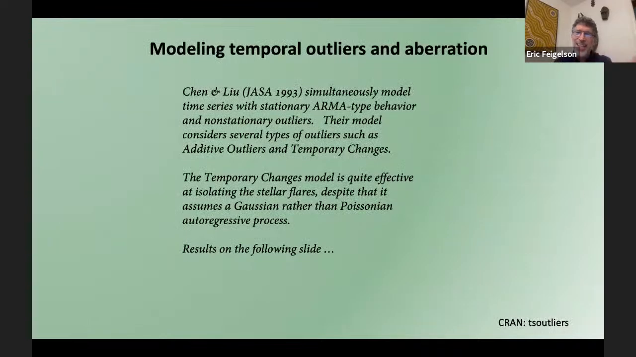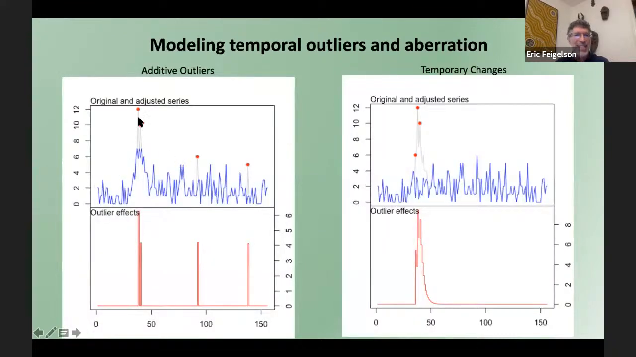On the next couple of slides, I'm going to go pretty quick because it's sort of a little weird. These are rather narrow, sort of discipline-specific methods that are not widely used in statistics. This one here, in a JASA, Journal of the American Statistical Association paper some years ago, simultaneously fits ARMA behavior with non-stationary outliers. And they have two different kinds of outliers, called additive outliers and temporary changes. And here it is. This is the additive one. The additive one found boom, boom, but also found changes here and here, which don't really look right. But the temporary one did a really nice job here.